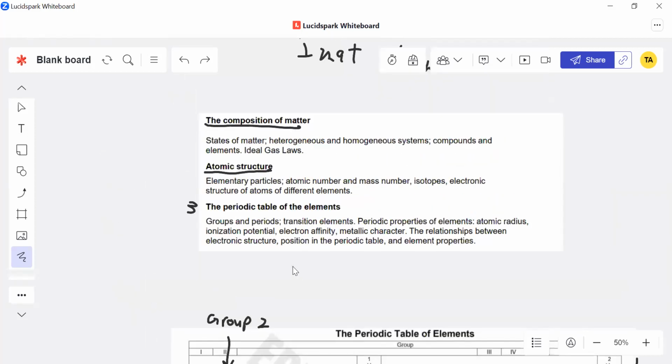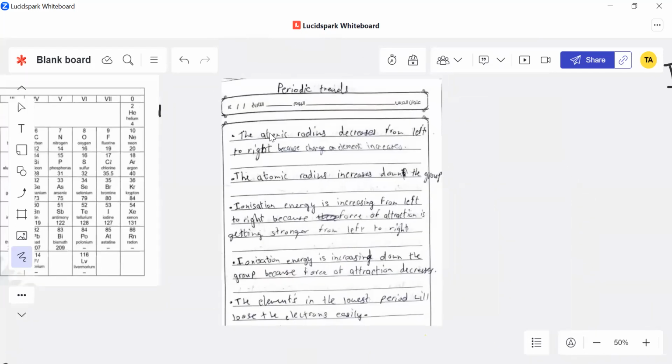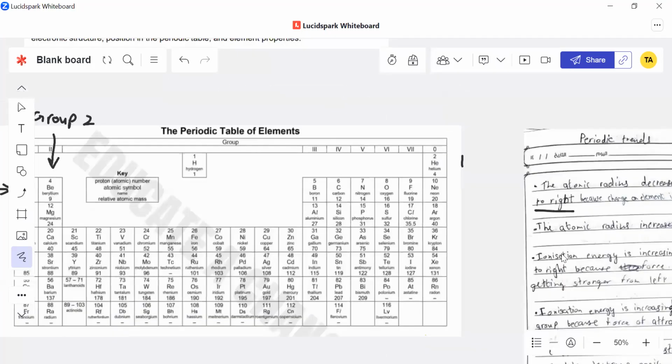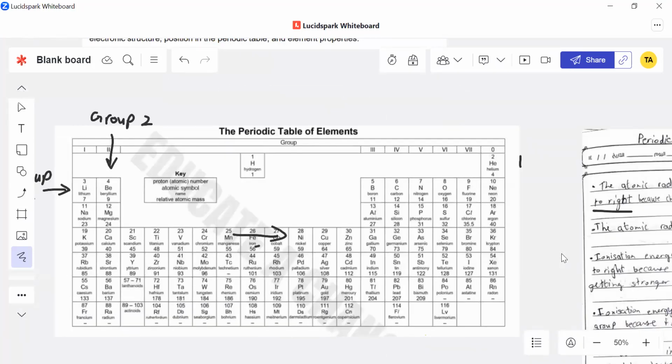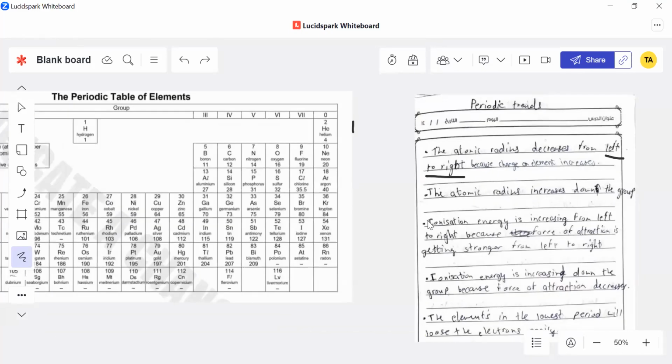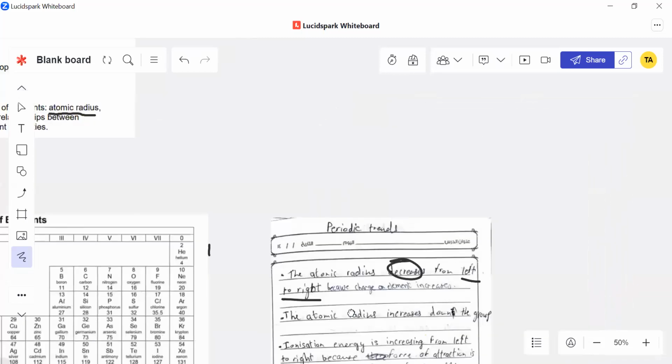Now, for the exam, let's start with the atomic radius first, because if you get this concept, then everything from here on will get very easy. Don't mind my writing, but what are periodic trends? The atomic radius will decrease from left to right. So across a period, left to right, the atomic radius would decrease. Why is this? And what is atomic radius?